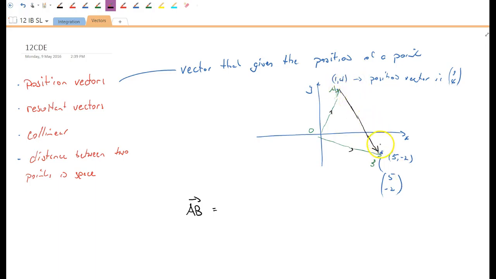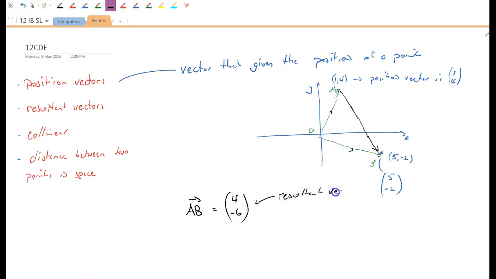Now how do we get from A to B? Well, we can get there via O and then through B. Or we can just look at the points and think about it. What's happening from A to B? It's going from 1, 4 to 5, minus 2. So that's surely just going to be 4 across and 6 down. So there's my resultant vector right there.